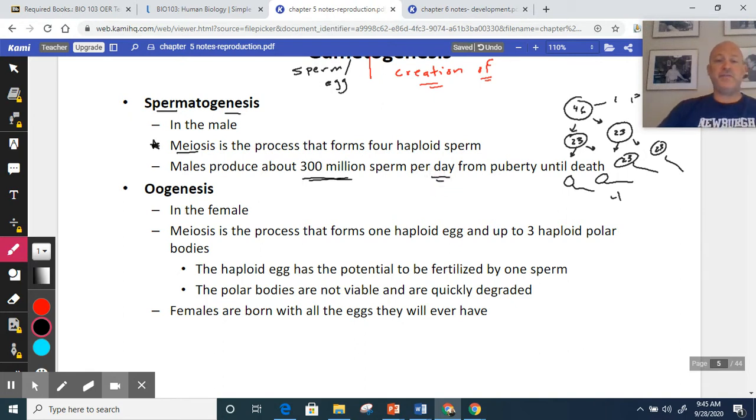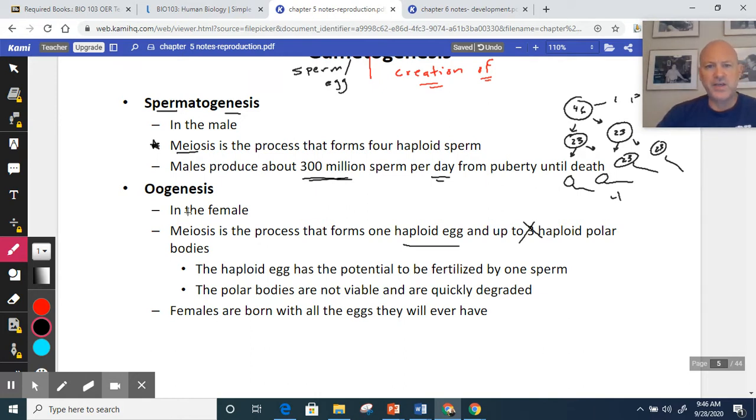Oogenesis is what's going on in females. And again, this is the same thing. It's happening by meiosis. We're taking one parent cell and producing one large egg, and then 3 non-viable leftover cells that are called polar bodies. But again, we're taking one parent diploid cell and producing a haploid egg. These 3 are going to be discarded. They're not going to be usable because the egg is taking most of the cytoplasm.